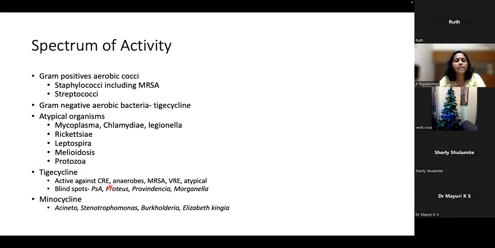Tigecycline is the newer tetracycline, glycylcycline group. It is active against many gram-negatives that are resistant to carbapenem. It has good cover for anaerobes, MRSA, VRE, including atypical organisms. It doesn't cover Pseudomonas, Proteus, and Providencia, the 3 Ps, and Morganella. Minocycline is now more widely used for gram-negative pathogens. Its unique spectrum is that it covers Acinetobacter, Stenotrophomonas, and the Burkholderia group, especially Burkholderia cepacia, and Elizabethkingia. It doesn't cover Pseudomonas.